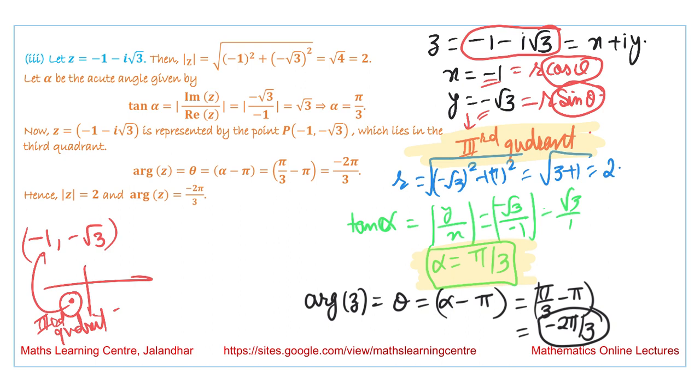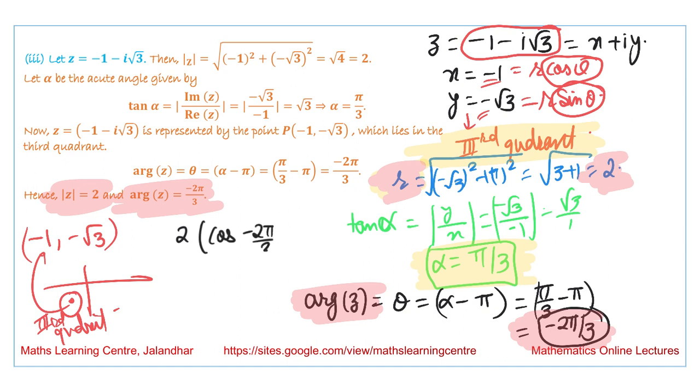So what we have obtained here is that the modulus r is equal to 2, and the argument of z is minus 2 pi by 3. If we have to write the polar form, that will be 2 cos minus 2 pi by 3 plus iota sine minus 2 pi by 3. That will be equal to 2 cos 2 pi by 3 minus iota sine 2 pi by 3. So this is the polar form corresponding to this number.